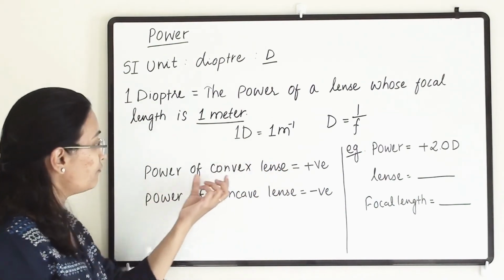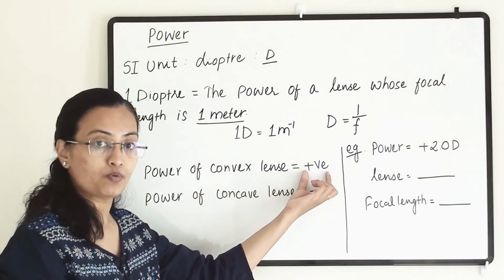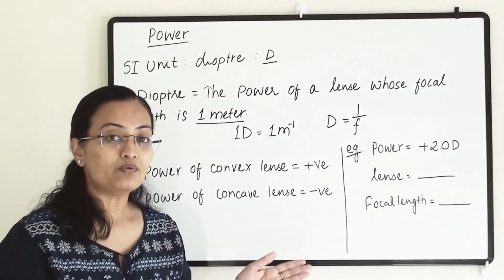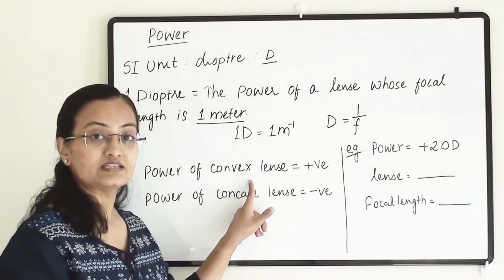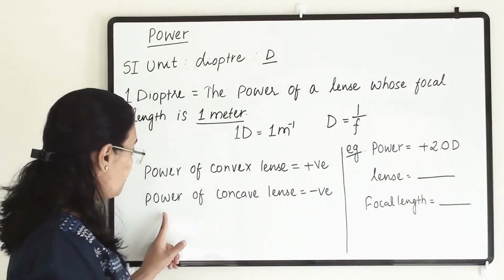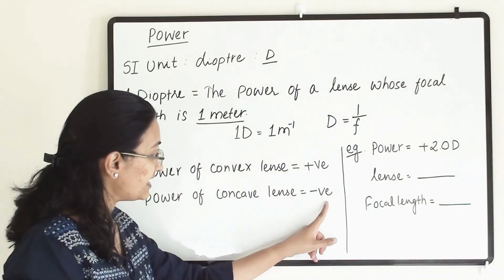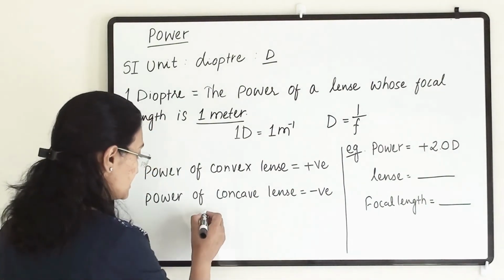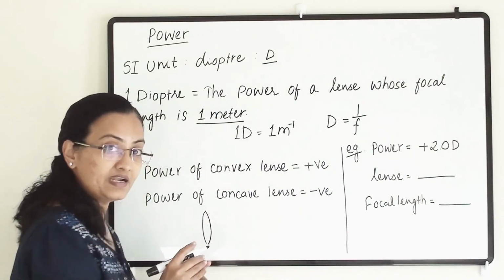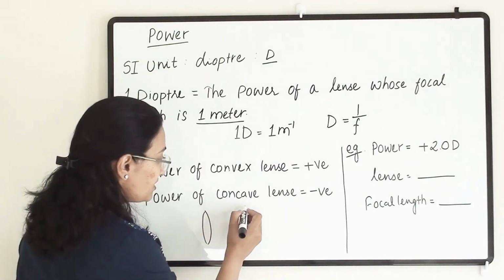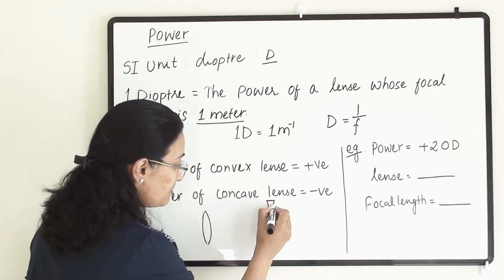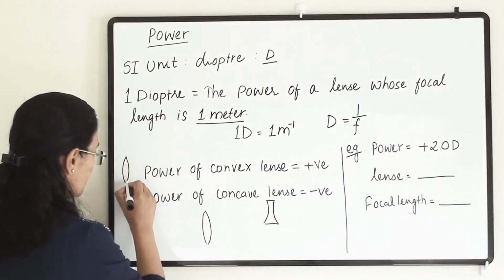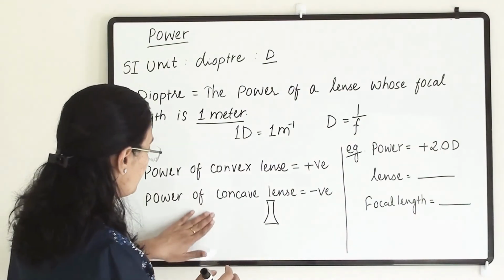Now power of a convex lens is always positive. So whenever we say that plus 2 D power is there, that means that lens is a convex lens. And if the power of a lens is negative, then it is a concave lens. Convex is the lens which is bending outward, and concave is the lens which is bending inward. This is a convex lens and this is a concave lens.